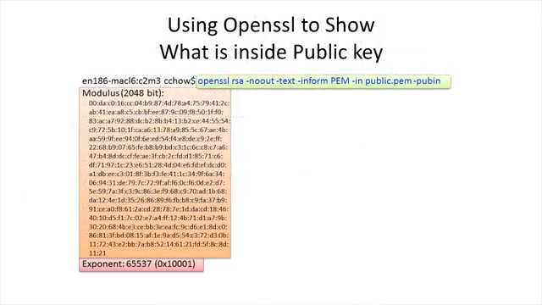Okay, here we use OpenSSL to show what is inside the public key. The OpenSSL command is openssl rsa, with option -noout, because we are going to print on the screen, and with option -text, we are going to print it out as ASCII, and the incoming format is PEM format. The incoming file is public.pem, and so we are using the option -in.